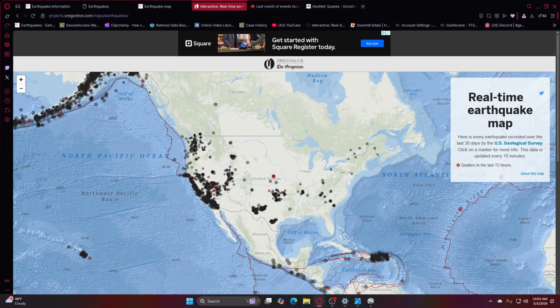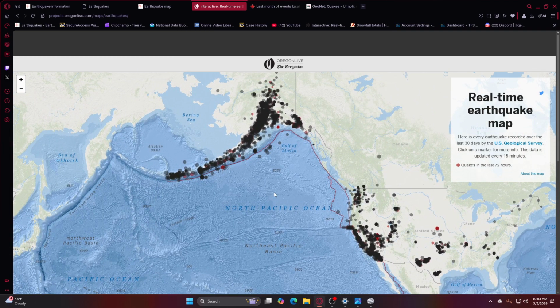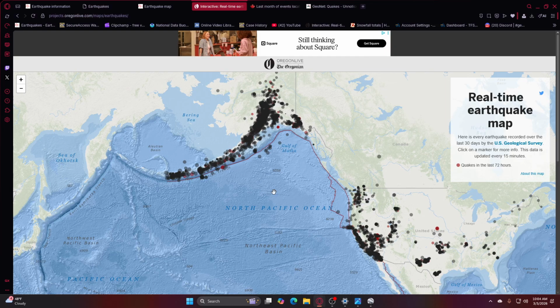So in the Aleutian Island chain, Alaska continues to be the most active state. As we look over here, a magnitude 5.3 struck near Attu Station, followed by a 5.2 in the Bering Sea. These are deep water subduction events. While they are powerful, their distance from populated centers means they rarely cause damage, but are a reminder of the massive tectonic forces at work in the Aleutian Trench.